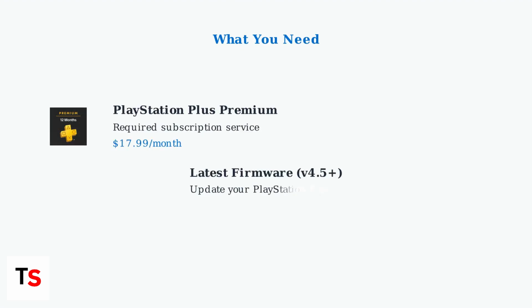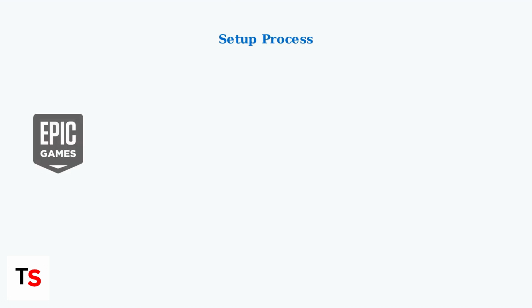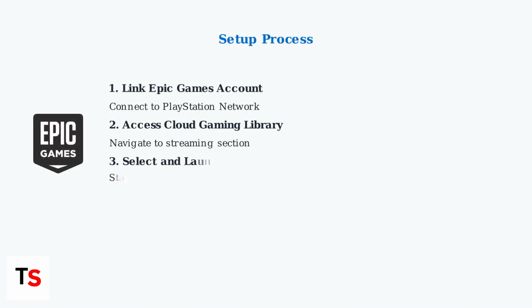To get started, you'll need a PlayStation Plus Premium subscription and make sure your PlayStation Portal is updated to the latest firmware version 4.5 or higher. The setup process involves three simple steps. First, link your Epic Games account to your PlayStation Network account. Then navigate to the cloud gaming library on your portal, and finally select Fortnite to start streaming.